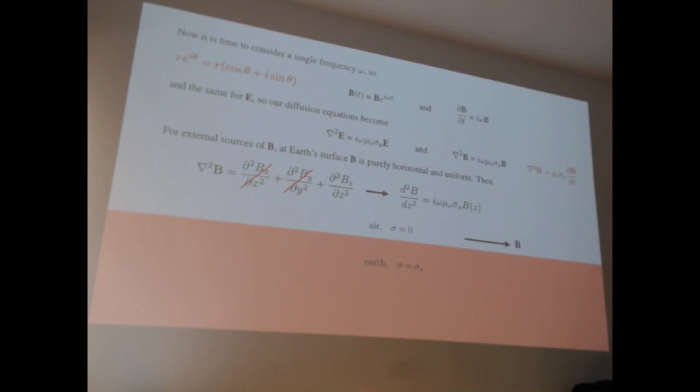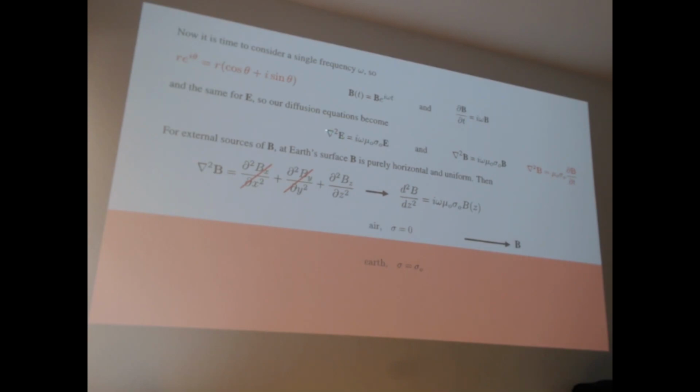So now it's time to consider a single frequency. I'm going to use the Eulerian way of describing frequency, saying that the magnetic field varies in time as B e to the i omega t, where i is the square root of -1, omega is frequency and t is time. So now my dB/dt just becomes i omega B. And so our diffusion equations become these equations because I'm just replacing the dB/dt with i omega B.